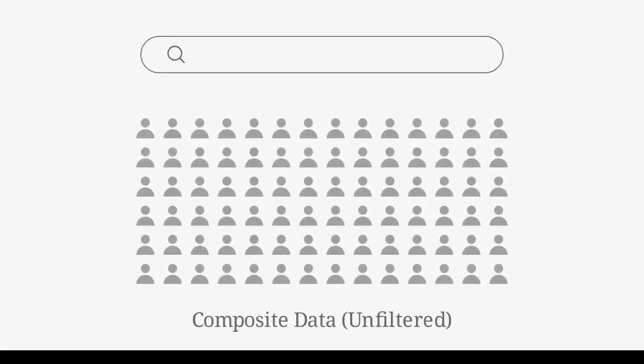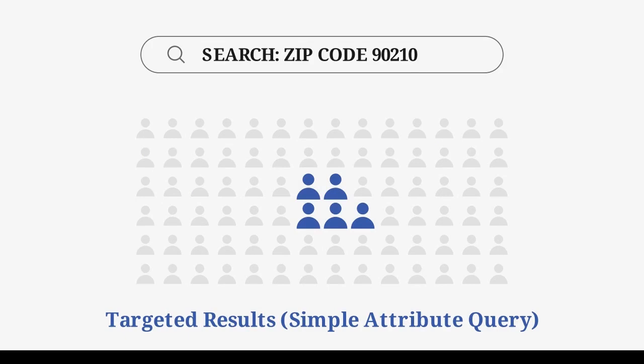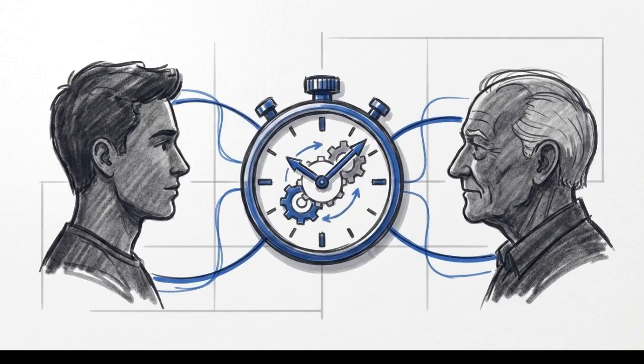Database architects must break composite attributes down into simple attributes. Doing so allows end users to execute highly targeted searches, such as querying all customers located within a single specific zip code. Databases must also handle information that changes over time, like a person's age.